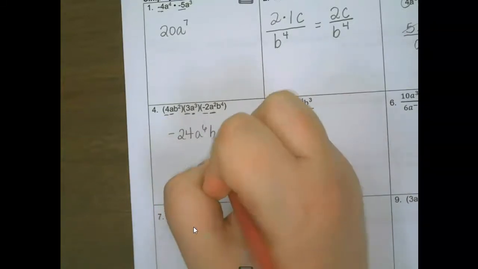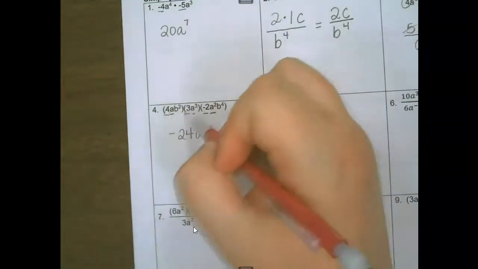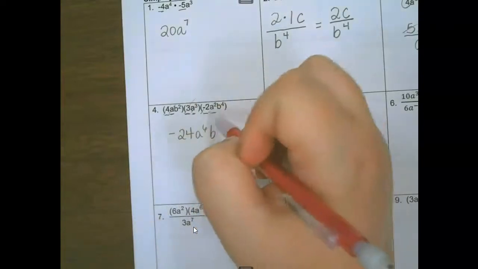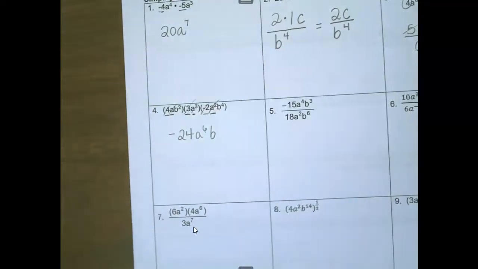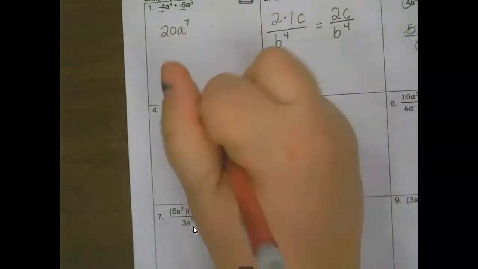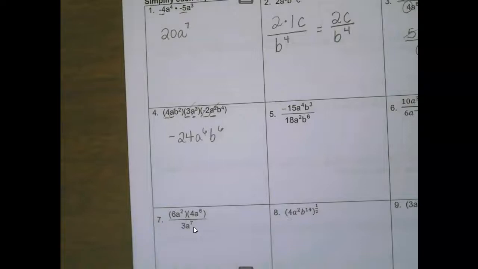And then my b's. And I like to mark them out as I use them, just so I don't forget them. And then I have b squared, b to the 4th. It is multiplication, so I add them. So when I multiply with exponents, I add them. When I divide with exponents, I subtract them.